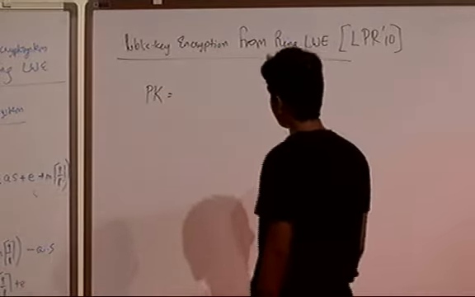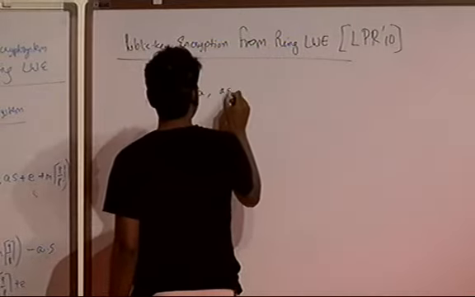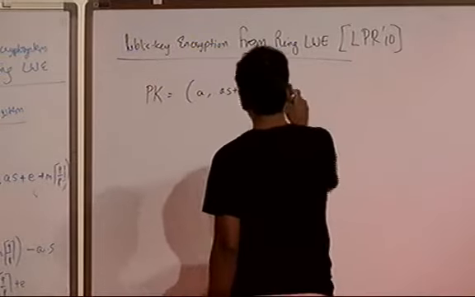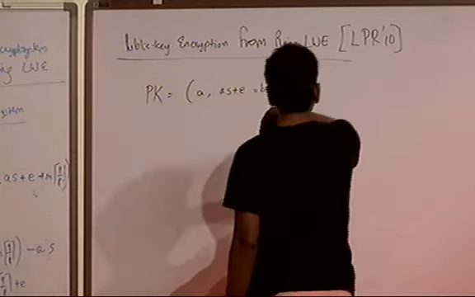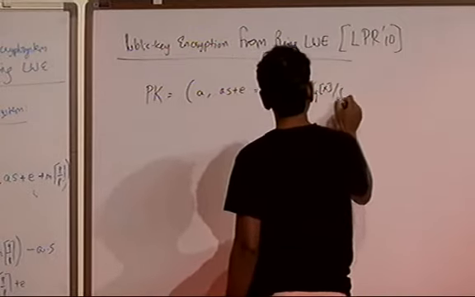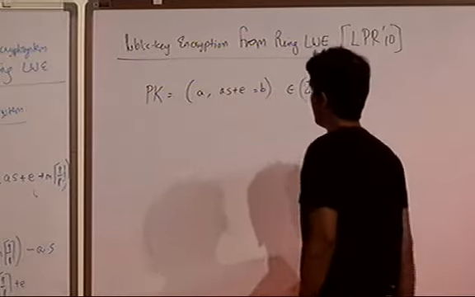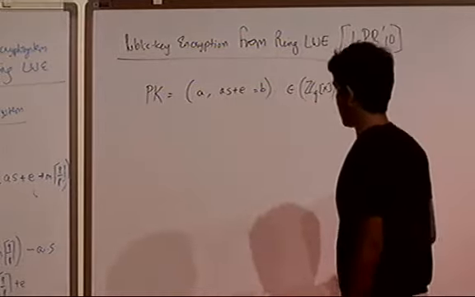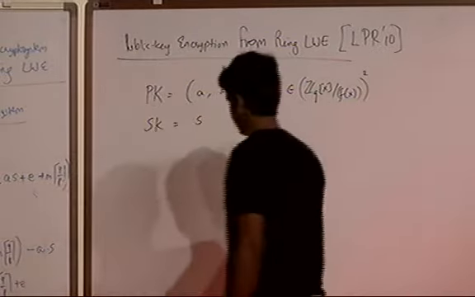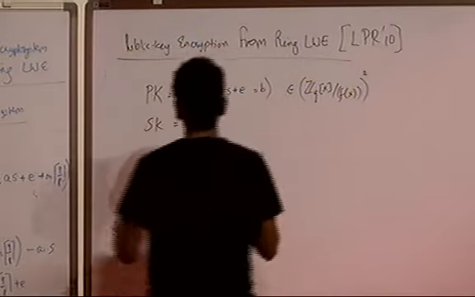The public key in this system is a pair of polynomials. It's A and AS plus E, so I'll call this B. Both of these are polynomials in Z_Q[X] mod F(X). It's a pair of polynomials in this ring. The secret key is S.